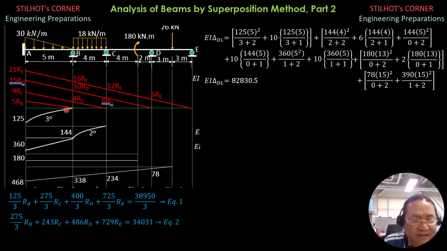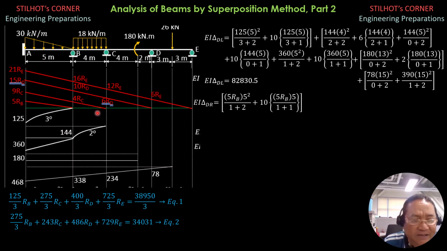Beginning with this, there are two effects, deflection and due to slope. So, EI delta D due to reactions, 5 RB times 5 square divided by first degree plus 2. Then slope 4, 4 plus 2, 10. 10 times moment, which is 5 RB. Length, which is 5 divided by first degree plus 1.